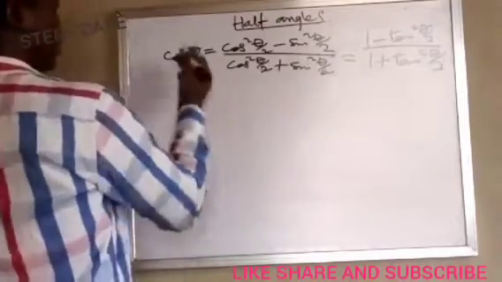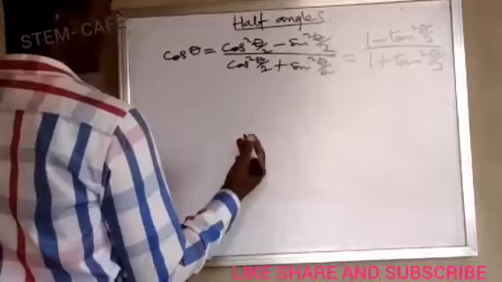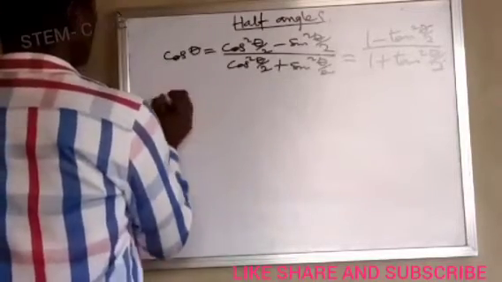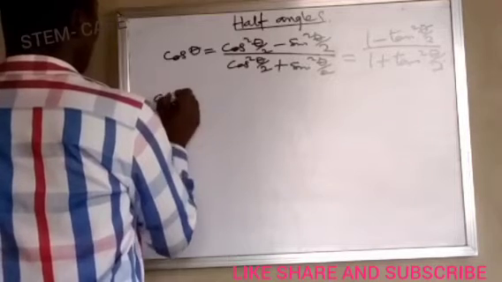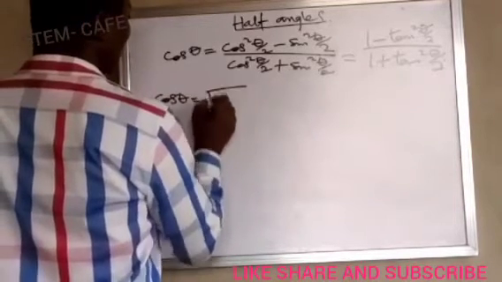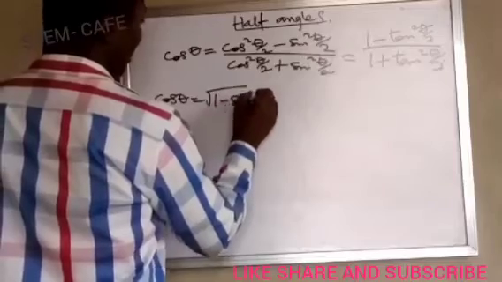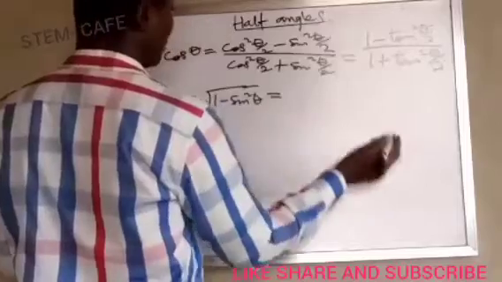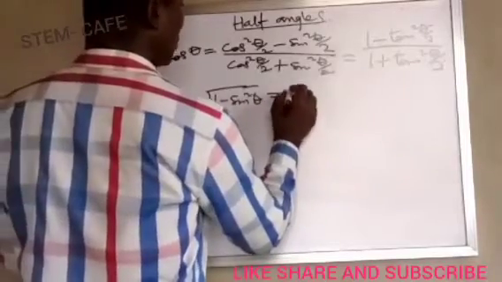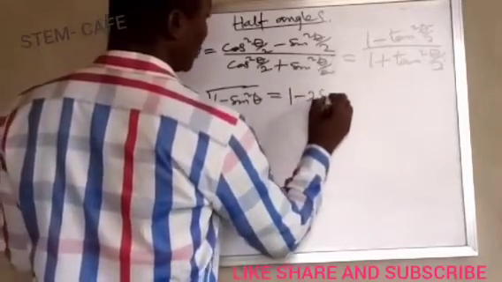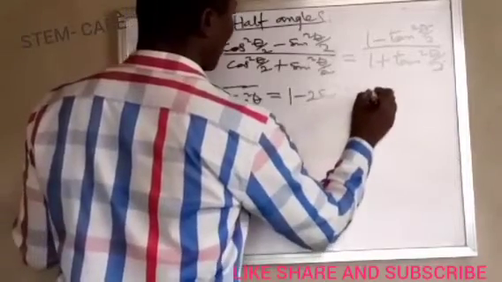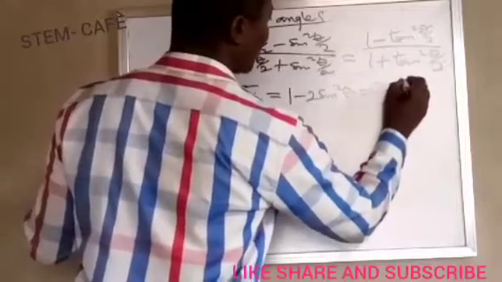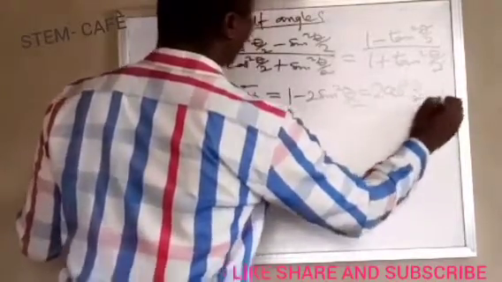I can also bring in, if I am given sin theta, I can bring it into this formula here. I can say cos theta equals the root of 1 minus sin square theta, which should give me, I think I've done that one, 1 minus 2 sin square theta over 2, okay, or 2 cos square theta over 2 minus 1.